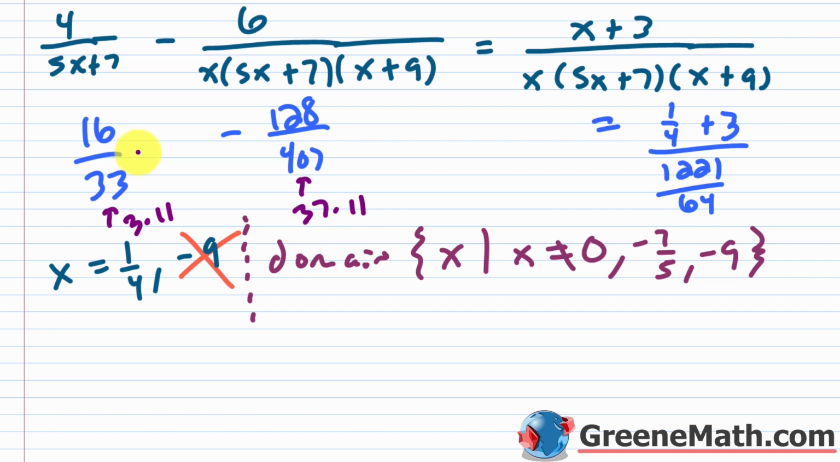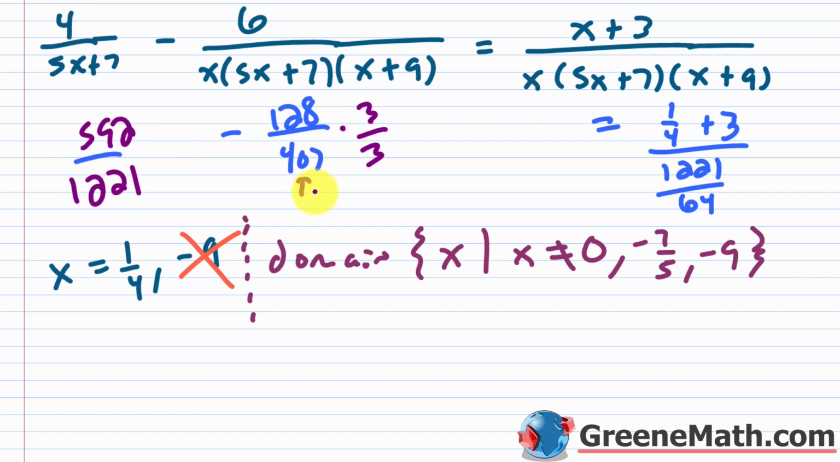So I'm going to multiply this guy by what I need. So that's going to be 37 over 37. And then this guy is going to get multiplied by 3 over 3. Okay, let's get rid of this and let's see what we have. So 16 times 37, that's 592. So this is 592. And of course, 33 times 37 is 1,221. Then over here, 128 times 3, that's 384.